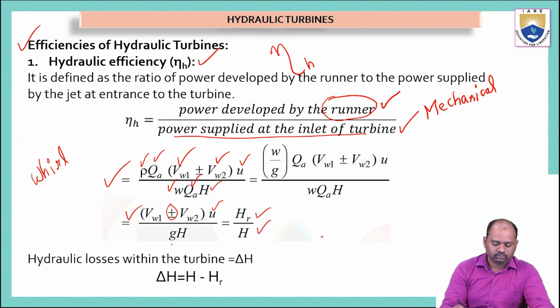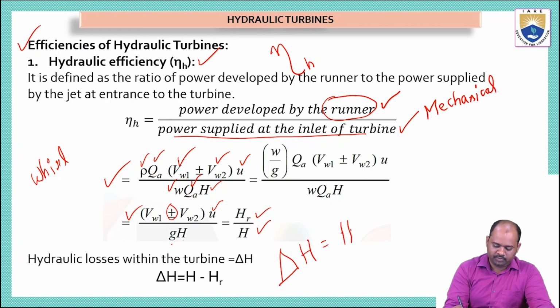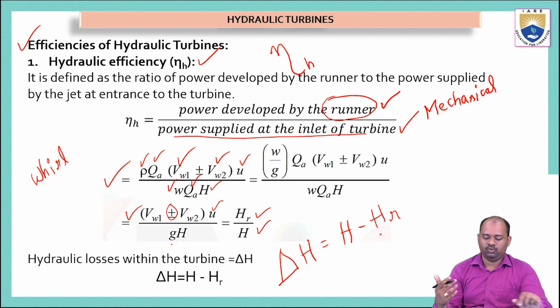So here we can see the simple formula for the hydraulic losses: delta H is equal to H minus HR. H stands for head and HR stands for the head lost due to the motion. Somehow we will lose some energy while the water is flowing through the turbine. So delta H is equal to H minus HR. HR stands for energy lost, or the head lost due to rotation in the water.